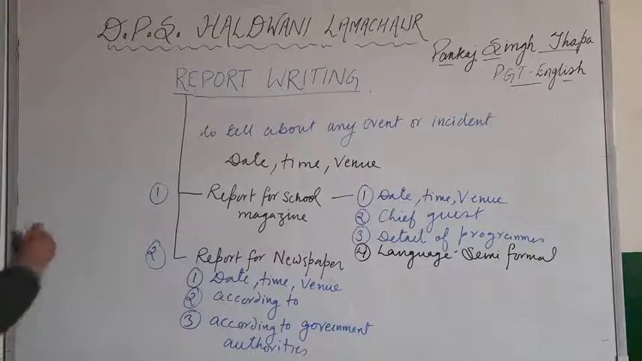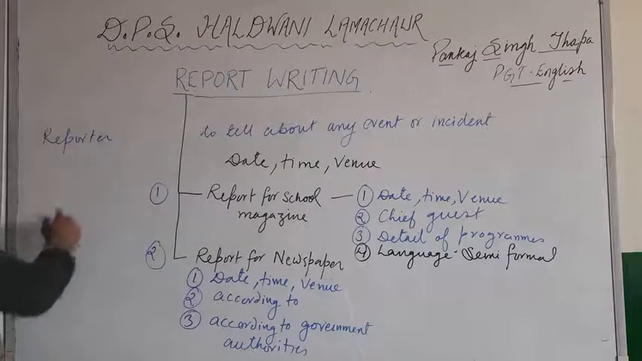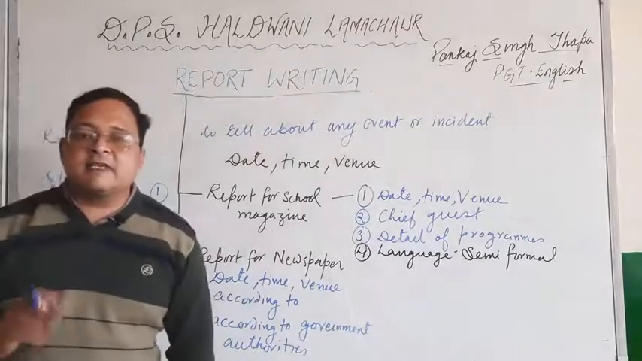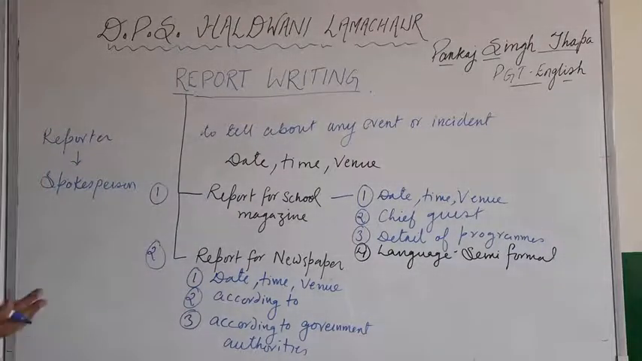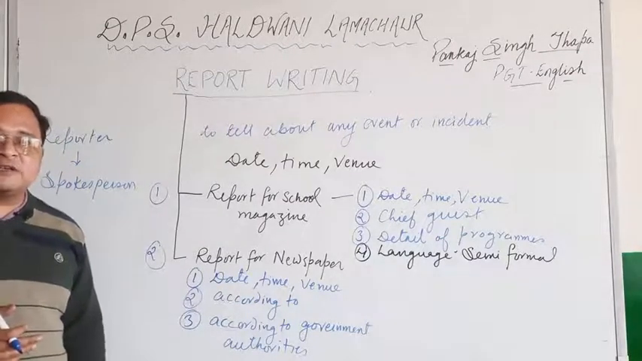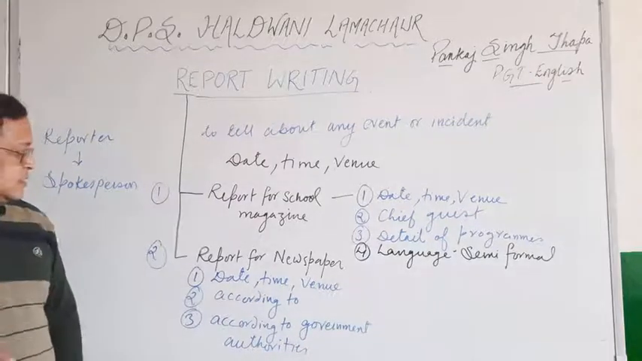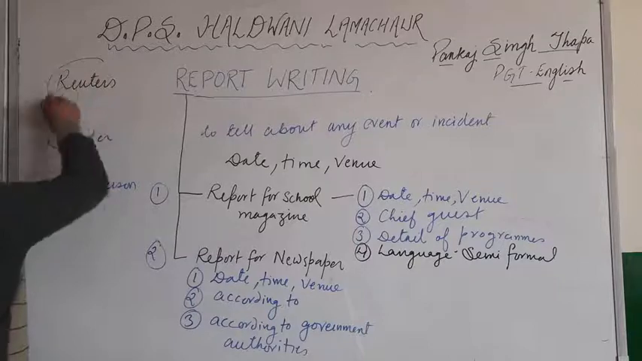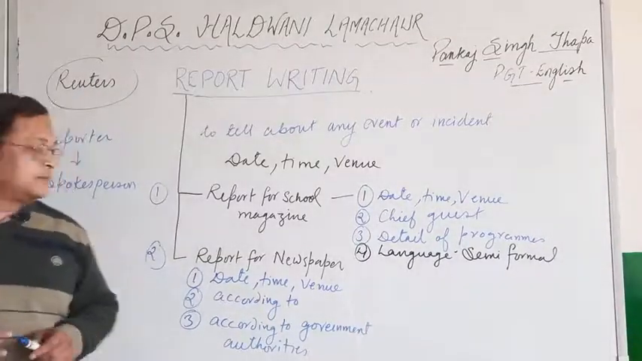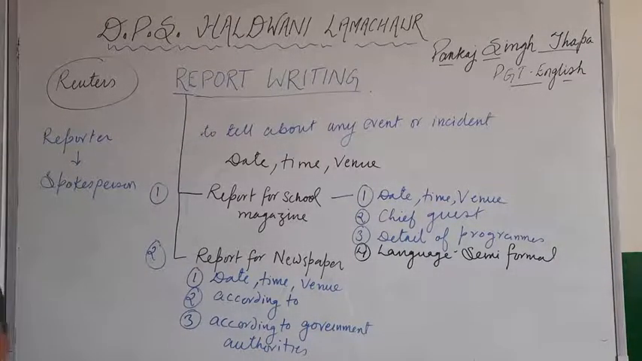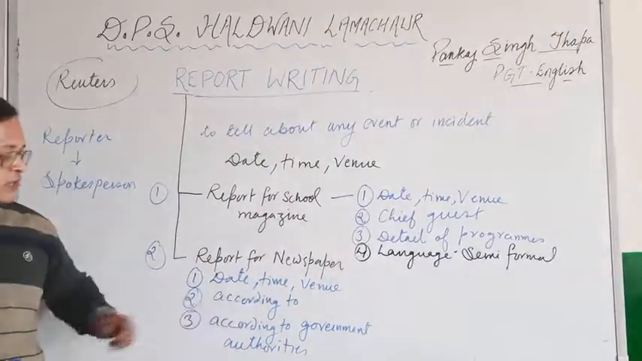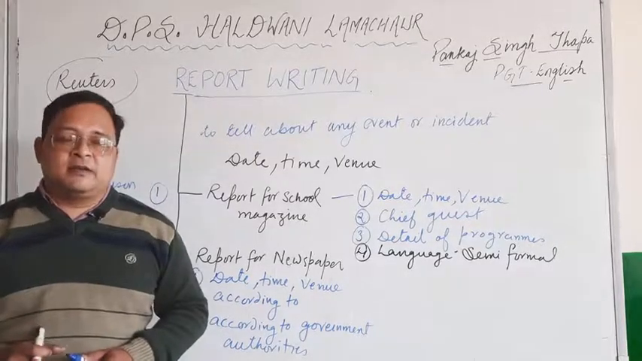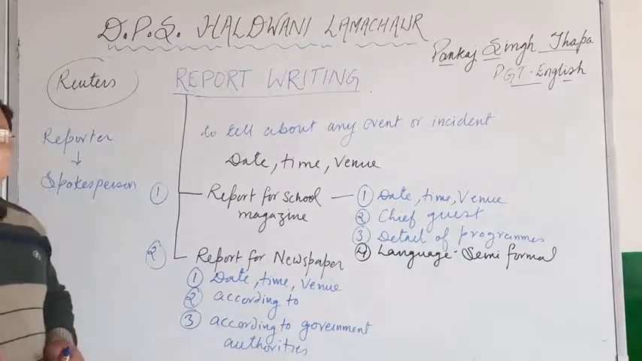Children, the reporter of a newspaper is termed as spokesperson. Spokesperson means in Hindi we say Samvaddata. So children, a reporter is there from various news agencies. The famous news agency I am telling you is Reuters, the oldest news agency in the world. A reporter or the spokesperson takes hints from the government authorities. So certainly we use the phrase "according to" the government authority, because the reporter has no right to claim any fact from his own side; he is claiming according to the government authority, the government claims.